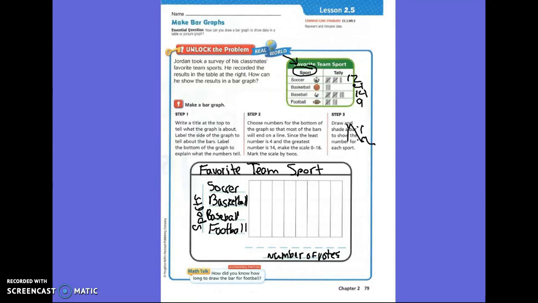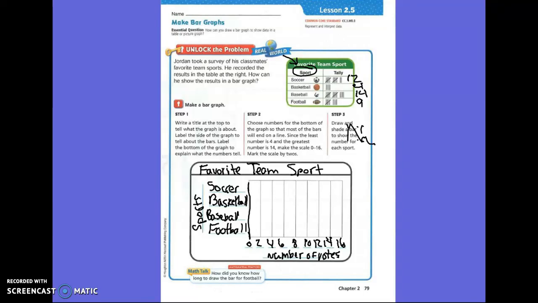Okay, now when we start a graph, we have to start with 0, because this first line right here, that's a 0. That means nothing. Then you skip count by 2. 0, 2, 4, 6, 8, 10, 12, 14, 16. All right.